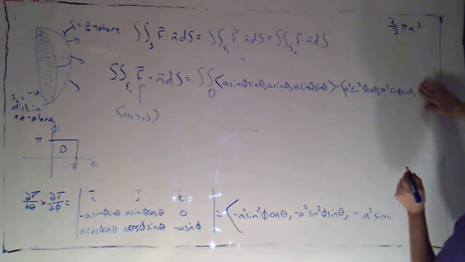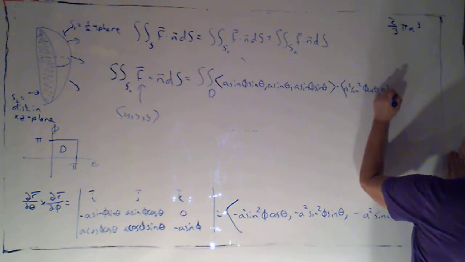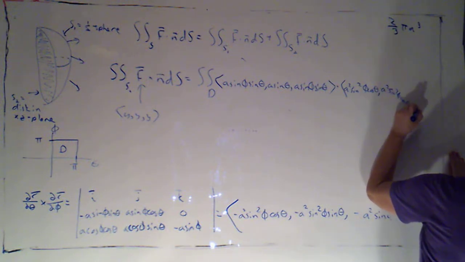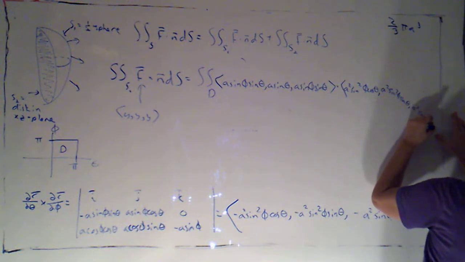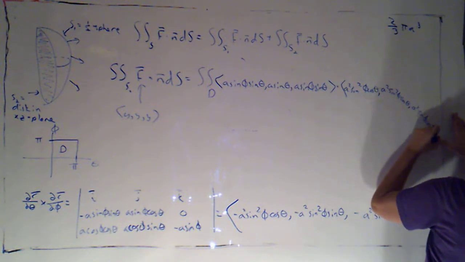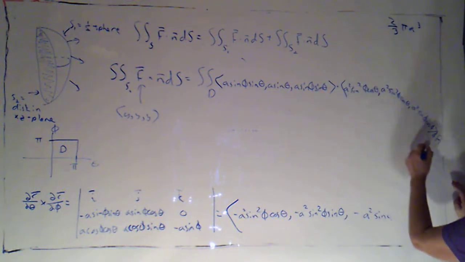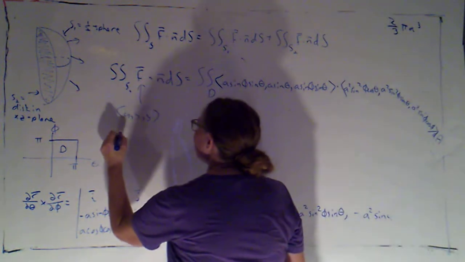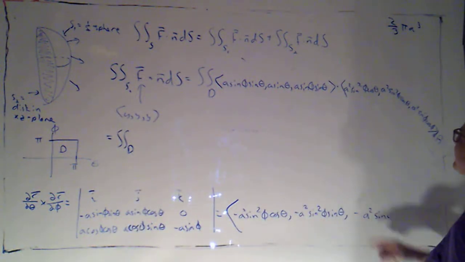oh dear, running out of space. I'm going to have to write a squared sine squared phi sine theta, a squared sine phi cosine phi. Oh my goodness, this is crazy. dA. Okay, so there's my non-normalized normal vector. Okay, so that's going to be the double integral over D. Let's work out this dot product.